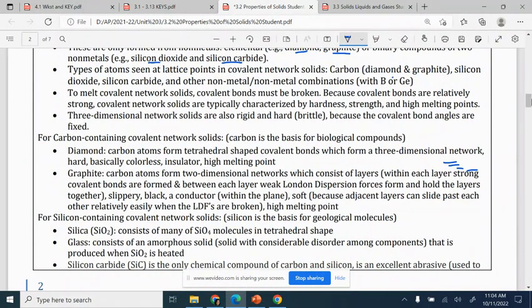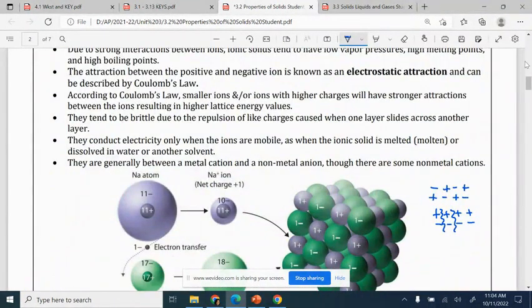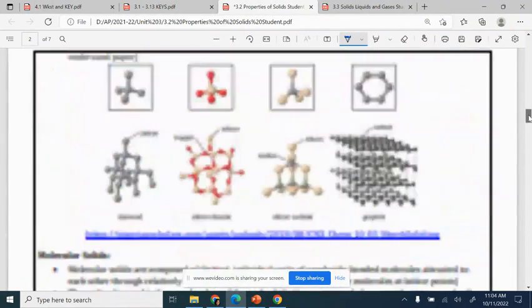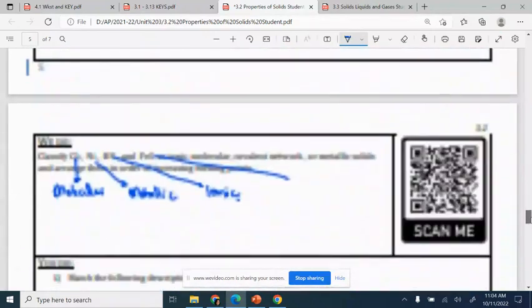So here it says other non-metal combinations with boron or germanium. Okay, so that's boron and germanium. So that's where I missed that. My bad. Get used to it, I'm often wrong. Let's continue to 3.3.